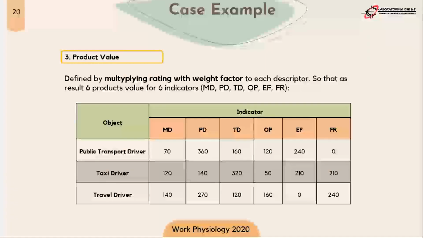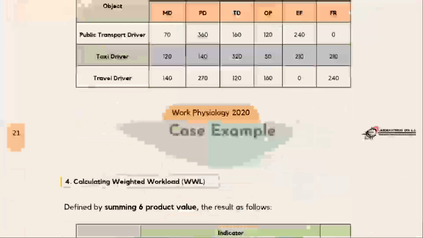And then for the third, we should do the product value calculation, defined by multiplying the rating with the weight factor for each descriptor, so that as a result there are 6 product values for 6 indicators, including MD, PD, TD, OP, EF, and FR. So for the public transport driver, it has some product values, and for the taxi and travel driver it is like on the screen.